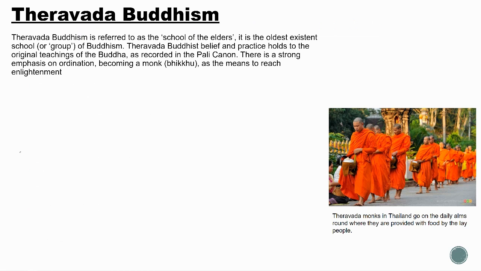So what is Theravada Buddhism? Well, it's referred to as the school of the elders. The word Thera means an elder, often a reference to an elder monk. Theravada Buddhism, many scholars think, is the oldest existing group of Buddhists, although some would dispute that. But some scholars think that elements of Theravada go right back to the early councils, perhaps even to the Buddha himself, although other Buddhists dispute that.